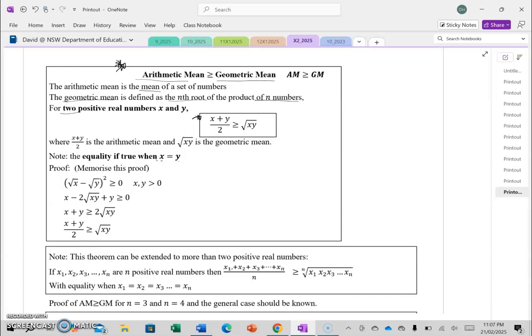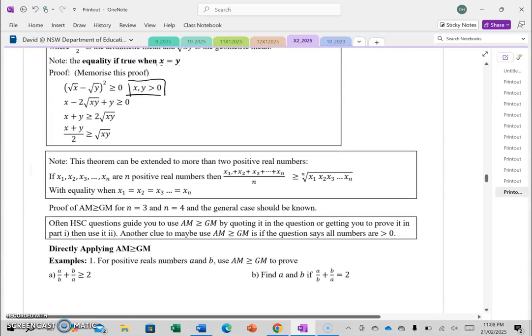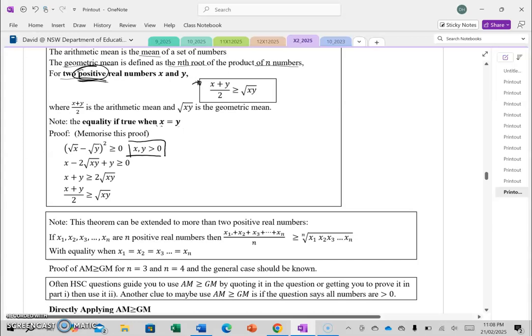The proof for the 2-number AM-GM is very simple. You start off with square root x minus square root y all squared, and that's basically changing that plus to a minus. Expand, and, oh, by the way, something important is that it only applies for positive numbers. The numbers have to be positive. I believe they can equal 0 as well, but usually positive is what they give. Expand and then you move across, and you get the required answer pretty quick. That proof you should memorize. They often ask you to do a quick proof in part I for a 1 marker, and then they get you to use it in part II and so forth.